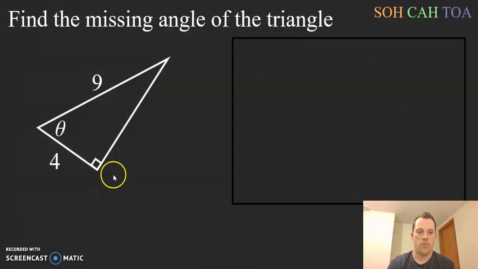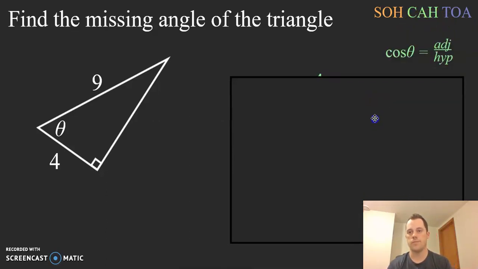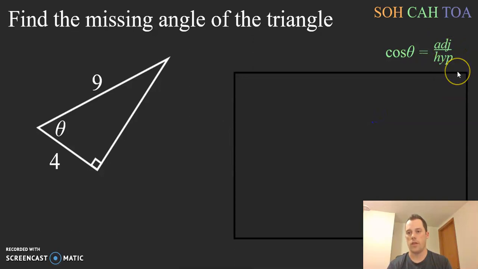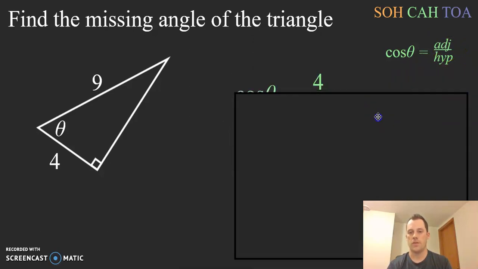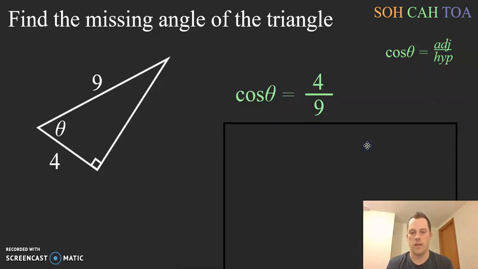So in this example, we've got theta, the missing angle that we're trying to find right here. The two sides that we know are the adjacent side and the hypotenuse. So we look at our SOHCAHTOA, adjacent and hypotenuse tells us we're using cosine. So we set up a ratio like this. That means that we're going to end up having cosine of theta is equal to 4 over 9.